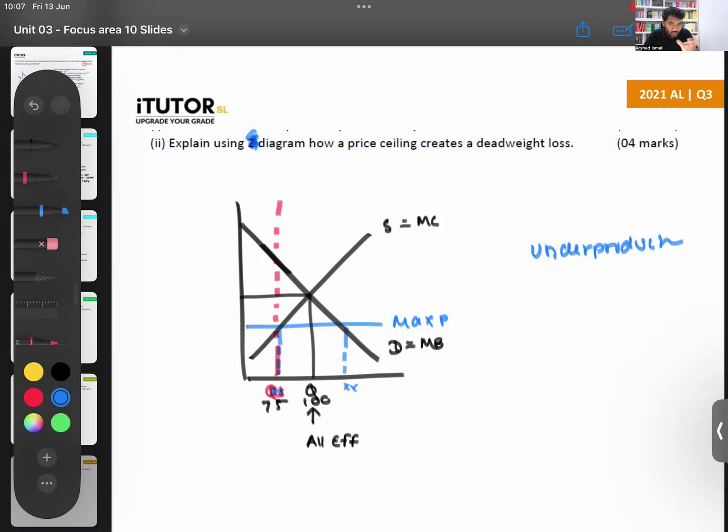So which area represents the inefficiency? At that underproduction level, between that 75 and 100, look at that thin strip. Compare the marginal cost and the marginal benefit. Marginal benefit is over here, the green one. Marginal cost is over here, the blue one. You can see the marginal benefit is higher than the marginal cost. That leads to inefficiency. That inefficiency is called the deadweight loss, the triangle there.